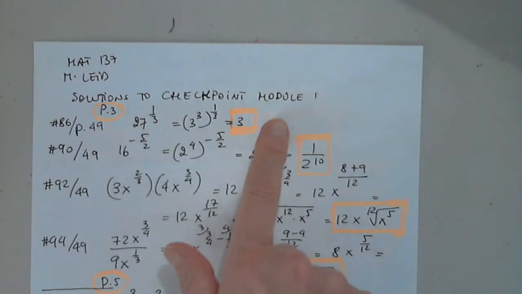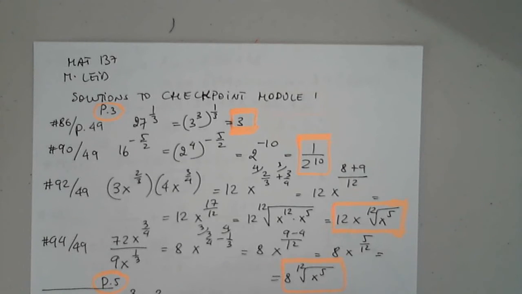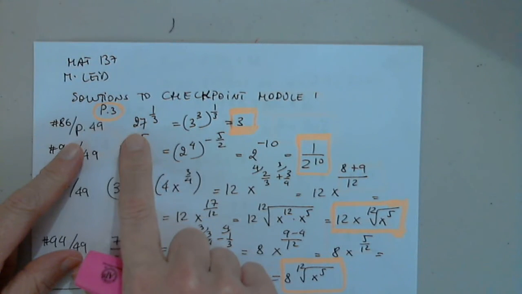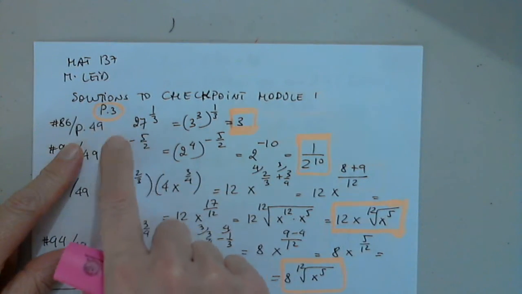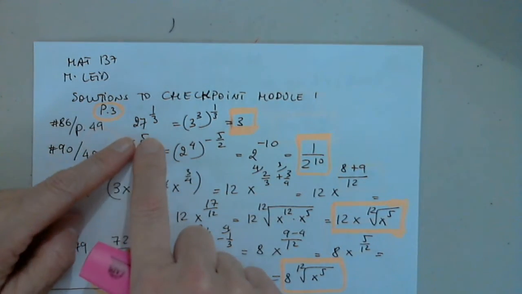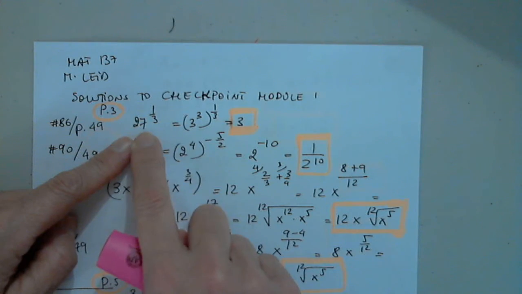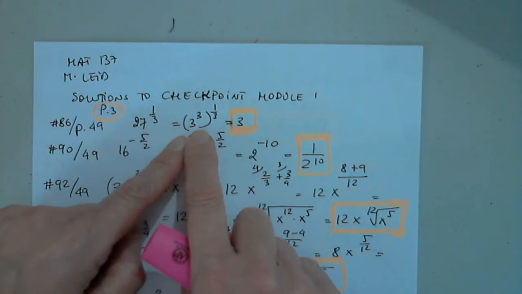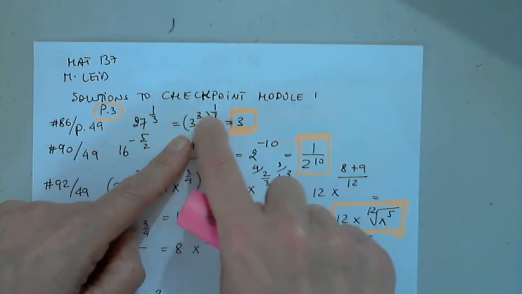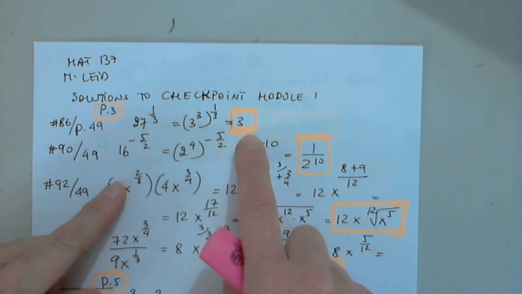These are the solutions to Checkpoint Quiz Module 1. So this 27 to the 1/3 is nothing else but the cube root of 27, or even better, you replace 27 by 3 cubed, you copy the base, multiply 3 by 1/3, you get 1, so the answer is 3.